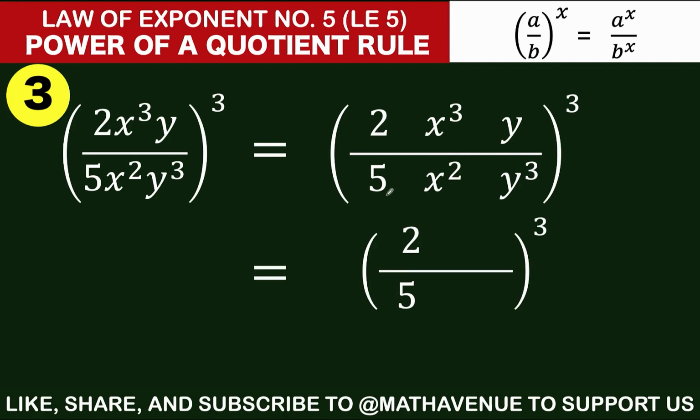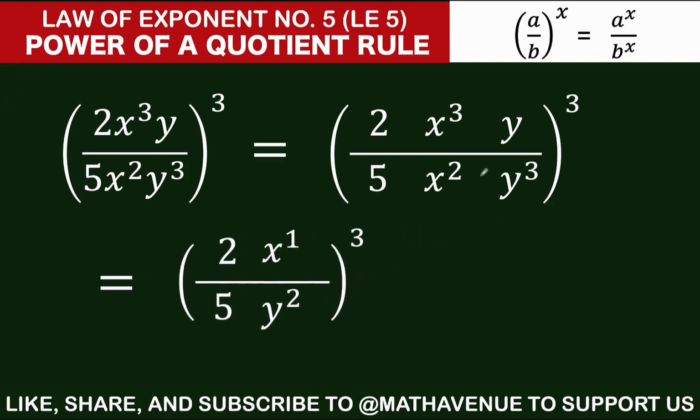There's nothing we can do about 2 over 5, so we copy. x to the third divided by x to the second is x to the first. y over y to the third is y raised to negative 2, or y to the positive 2 when written in the denominator, meaning 1 over y squared. Now, once this is already simplified like that, that's the time you apply law of exponent number 5. That way, this is much simpler than the previous one. So this one looks like this now.